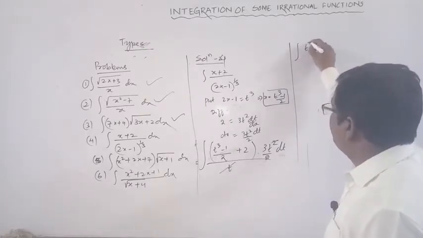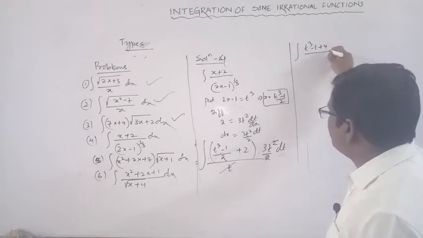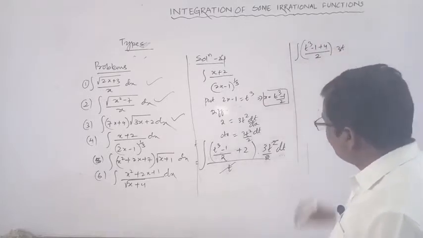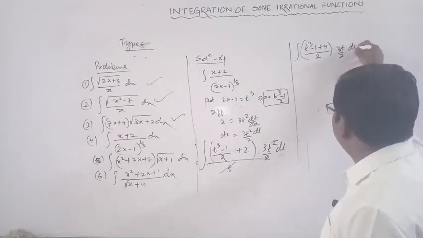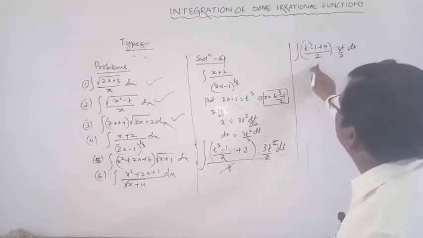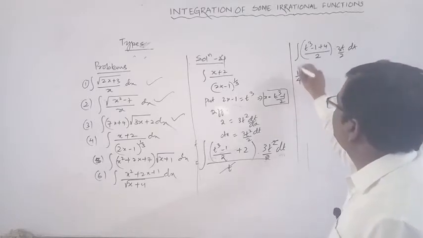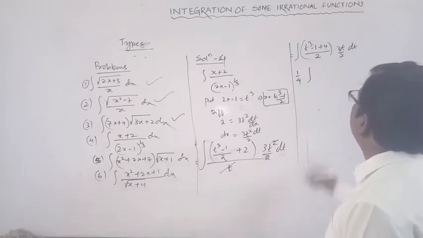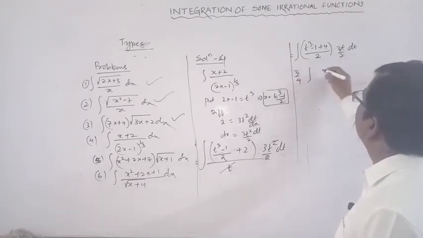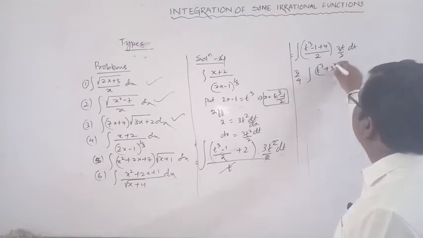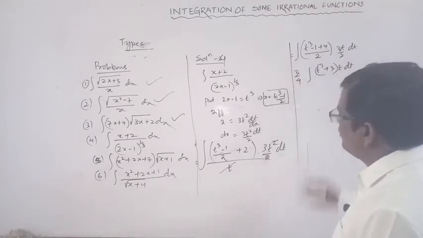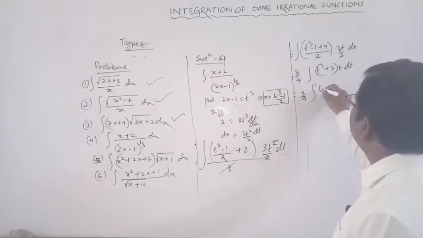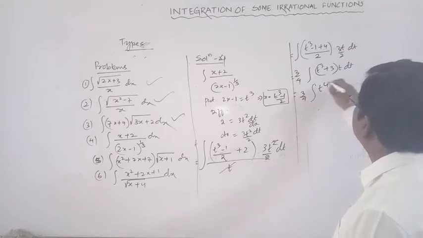the integration of (t³ + 1 + 4) by 2 into 3t by 2 dt. So 2 into 2, that is 4, so 1 by 4, and this is t³, and 1 by 4, that is 3 by 4. Okay, so (t³ + 5) into t dt. Clear? So this is equal to 3 by 4 and (t⁴ + 5t) into dt.